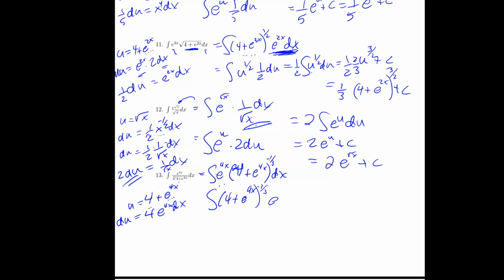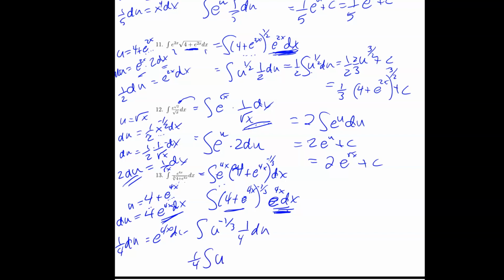So I'm just moving this over here by the dx, right? So this is e to the 4x. Okay, this is my u. So I have u to the negative 1/3. I need to get rid of e to the 4x dx. I see it. You see it? Okay, so I'm going to replace this with 1/4 du.